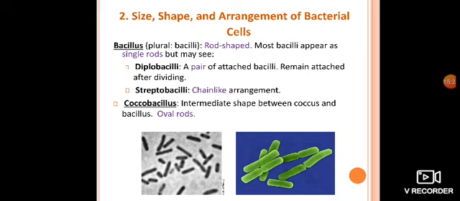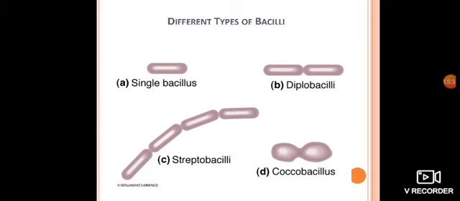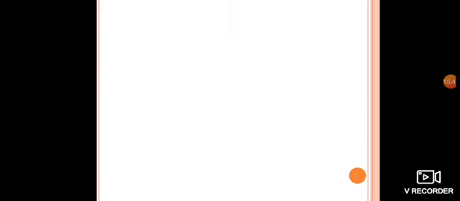So again it is classified as diplobacilli, streptobacilli and cocobacilli, three different points. In this diagram we can easily observe first the single bacillus, then the diplobacillus, then the streptobacillus as a chain, and last, importantly, the cocobacillus. They have a spherical or oval end.